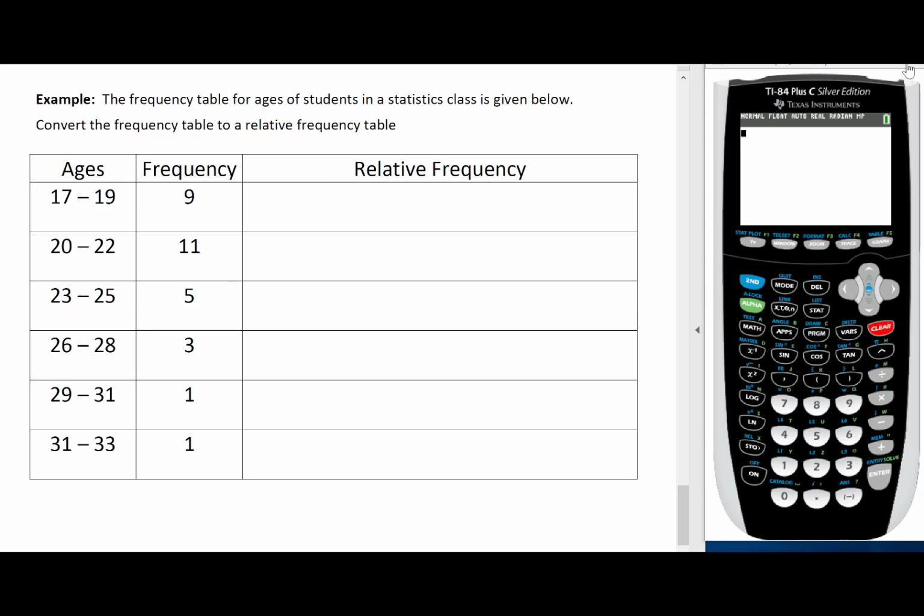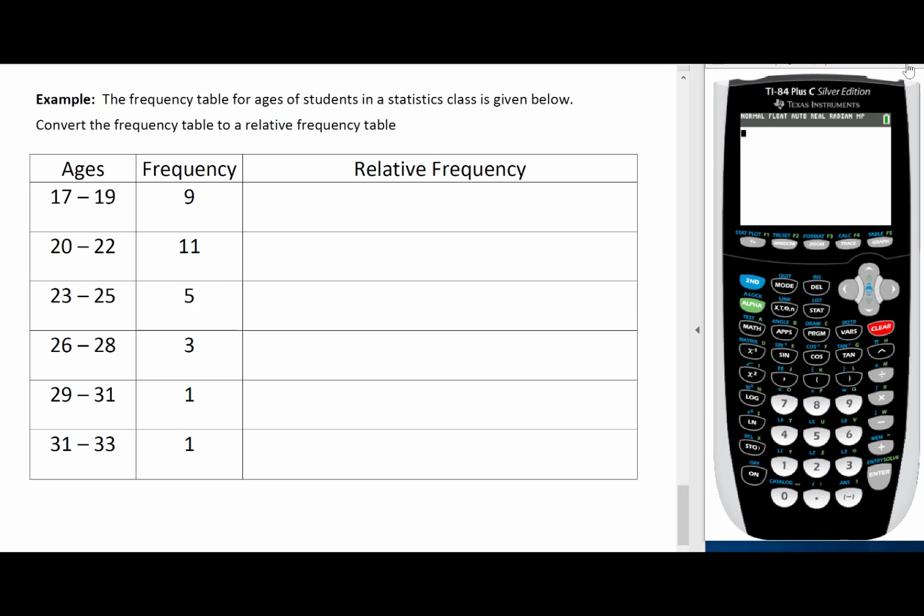In this video, we will be calculating relative frequency and writing it as a fraction, decimal, and percentage. Our example says the frequency table for ages of students in a statistics class is given below. Convert the frequency table to a relative frequency table. Our first age range is from 17 to 19. There are listed as 9 students.